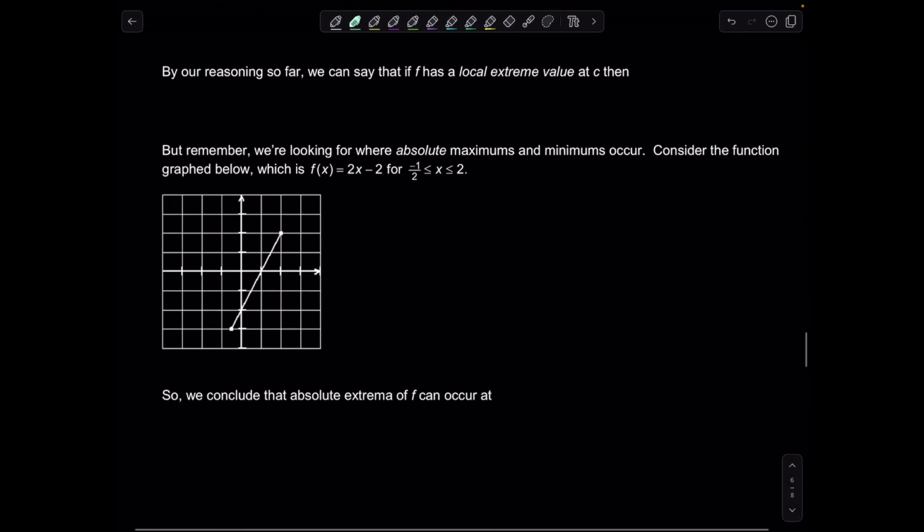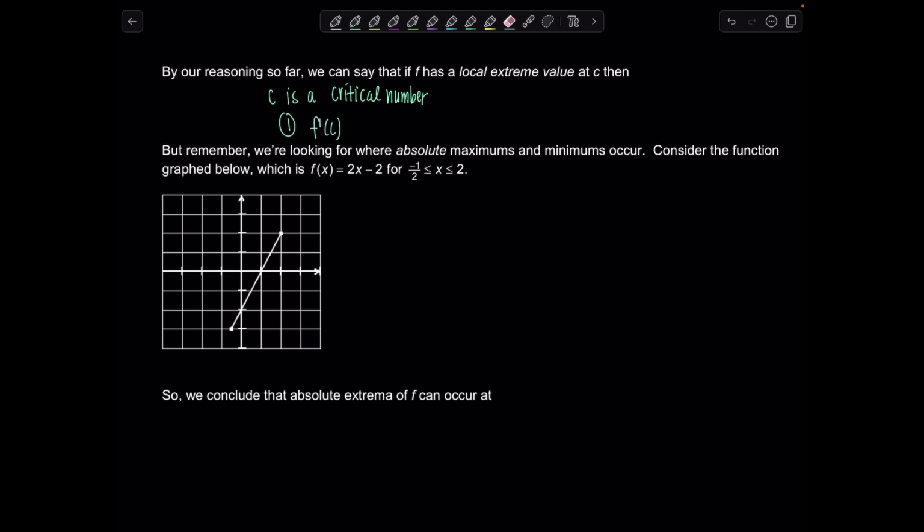All right, let's recap. By our reasoning so far, we can say that if f has a local extreme value at c, then c is a critical number, and f prime of c is 0, or f prime of c doesn't exist. Okay, but remember in the very beginning we were talking about absolute extrema, and we want to know where these absolute max and min values occur.